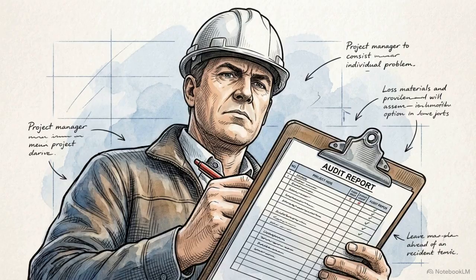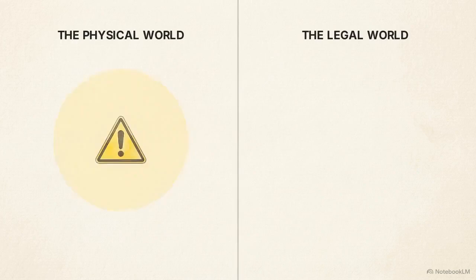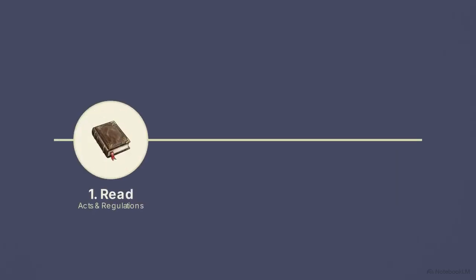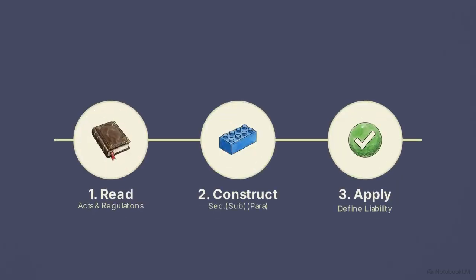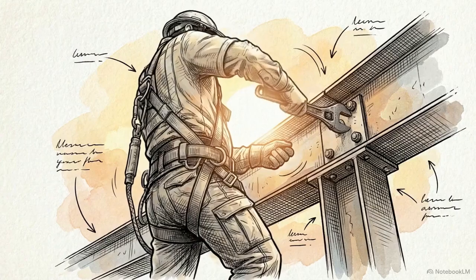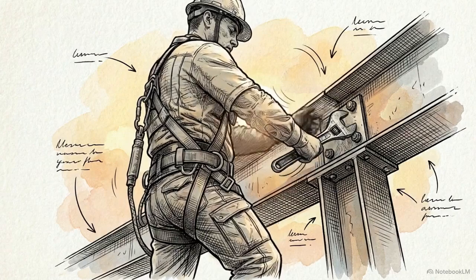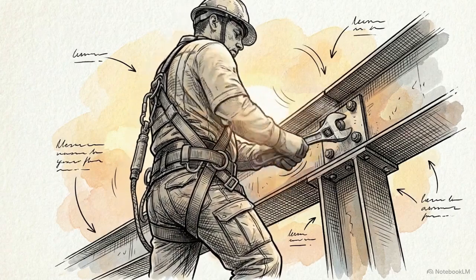His main challenge is the project manager's strict standard for audit reports. Every identified risk and safety issue on the site must be backed up by a precise legal reference. To clear this desk, we will map out exactly how to read, construct, and apply these legal citations step by step. Correct citations define exact liabilities and protect both the workers on the ground and the company from legal consequences.